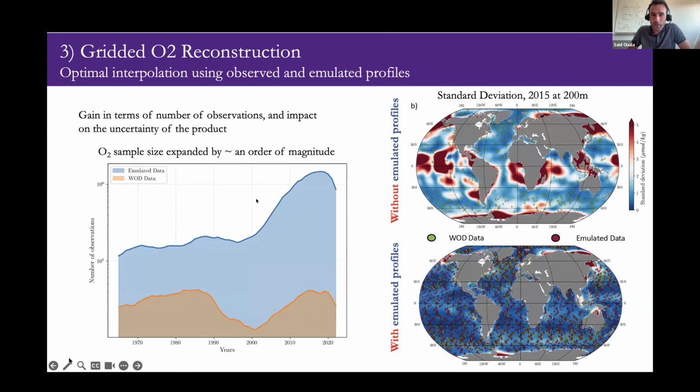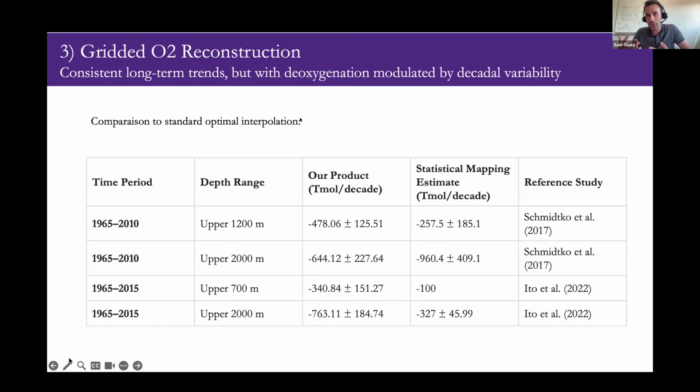So we were scared that with a drift in the emulated observation, we would get some deoxygenation rates that would be unrealistic or things like that. So we were very rigorous, or very severe, and we designed another quality control step, and I will not get into the details, to filter emulated profiles that are unrealistic in some metrics.